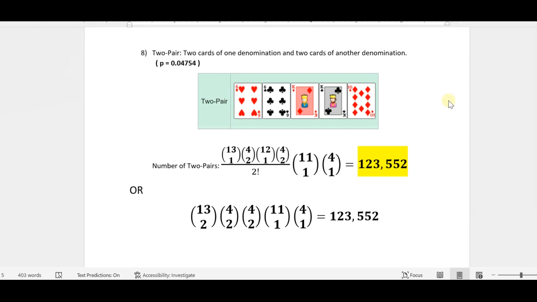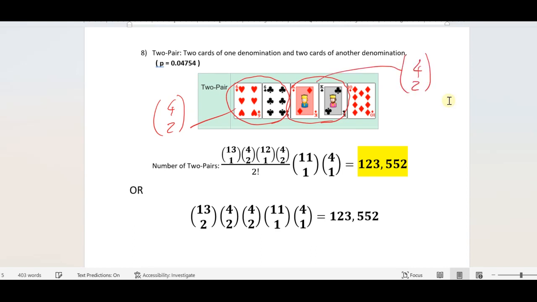Okay, got it. All right, so for 2 pairs now, if you notice here, I have a particular example or an instance of 2 pairs. So here's my first denomination. Here's the second denomination. You have 2 of each. Remember, within 6s, for example, there are 4 choose 2 ways I can choose my 6s. There are 4 choose 2 ways that I can choose my kings. So that's where these 4 choose 2s come from. It's for each of those.